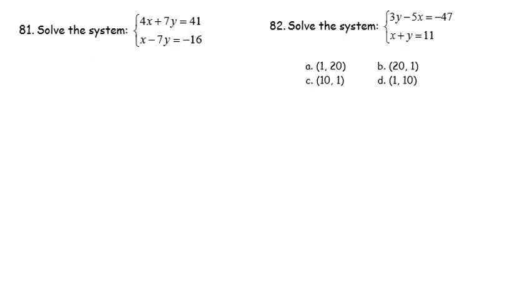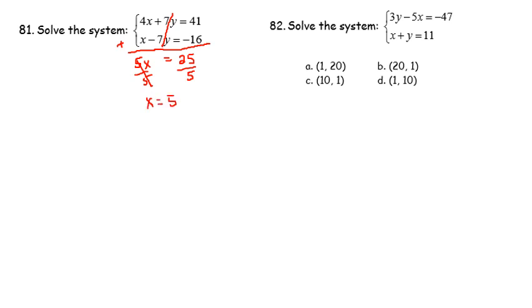All right, solve the system of equations here. Notice right here, they're in standard form. The best method would be elimination. I see that I already have opposites in the y, so I'm going to eliminate those. Those cancel out. That gives me 5x equals 41 minus 16, which gives me 25. Divide by 5, and x equals 5.